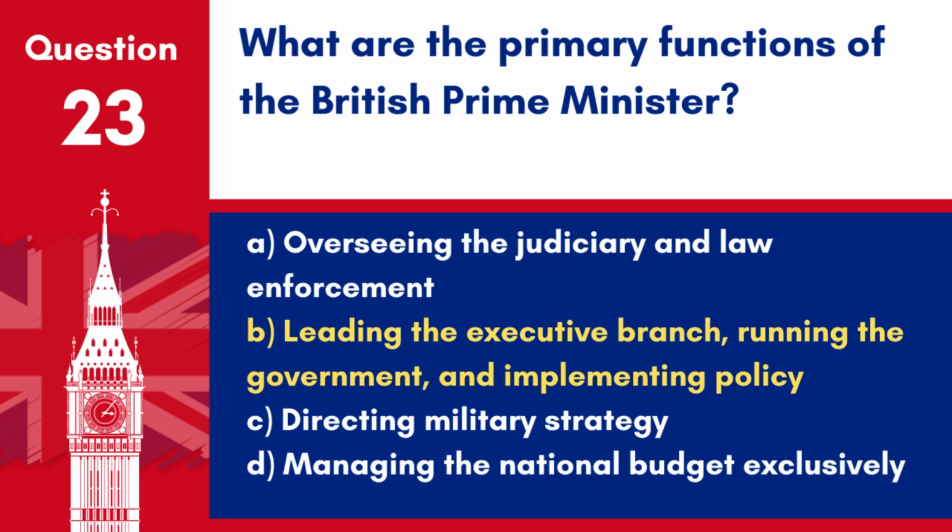Answer: B. Leading the executive branch, running the government, and implementing policy. The Prime Minister of the UK is responsible for leading the executive branch, overseeing the running of the government, and implementing policy alongside the Cabinet.